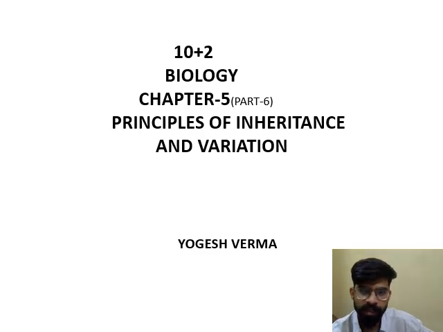Yes, this is the sixth part of the chapter Principle of Inheritance and Variation. In the previous parts 1, 2, 3, 4, we have covered Mendel, father of genetics, the role of the pea plant, the different laws given by Mendel, some terminologies that are used, and exceptions to the law of dominance, that is codominance or incomplete dominance, and the monohybrid cross also. So let's start.